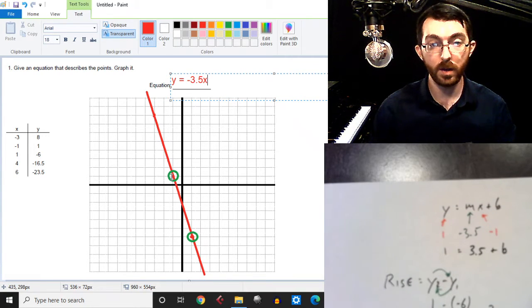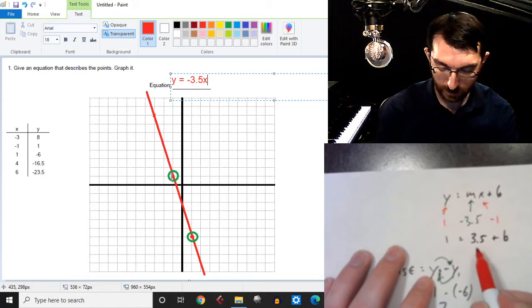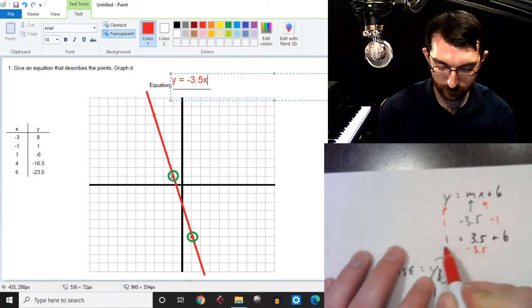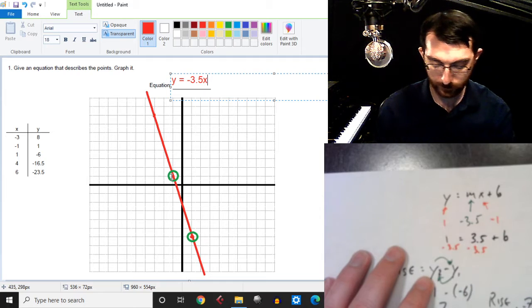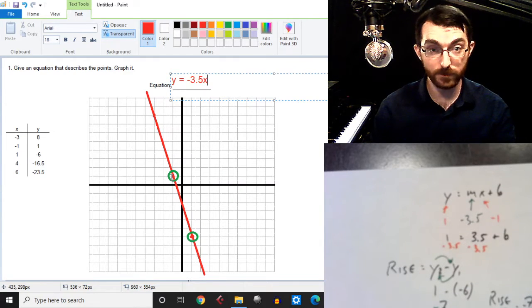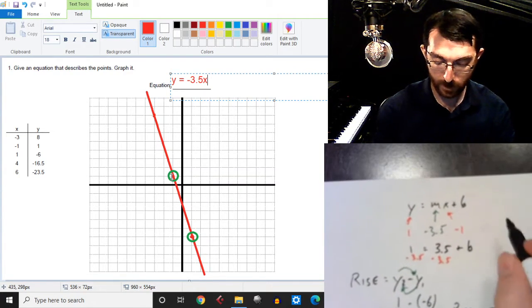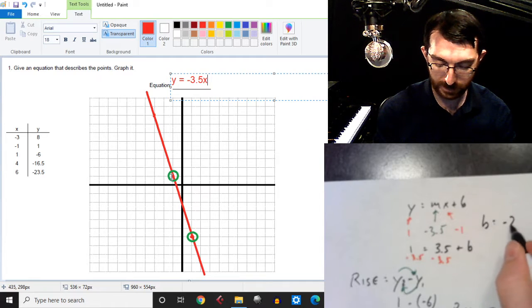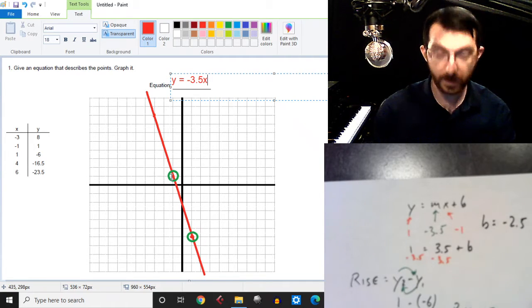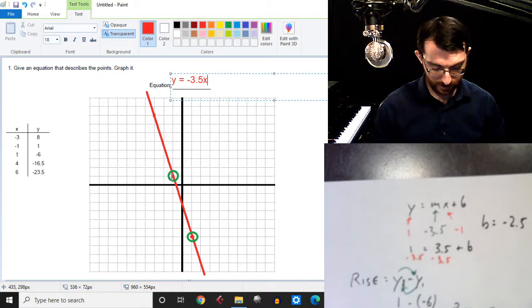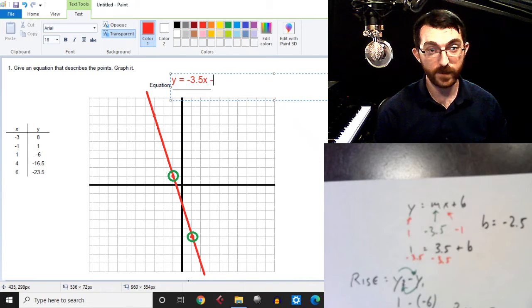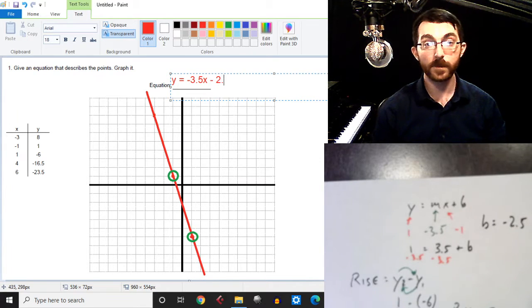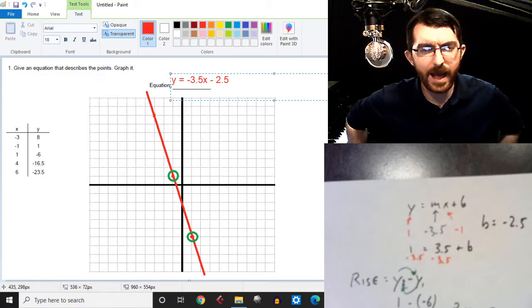Subtract. Oh, it's a good thing I didn't assume. If I subtract 3.5 from both sides, it looks like I'm going to end up with -2.5. B is equal to -2.5. So that's going to be -3.5x minus 2.5. I'm a little skeptical of that, so I'm just going to make absolutely sure.